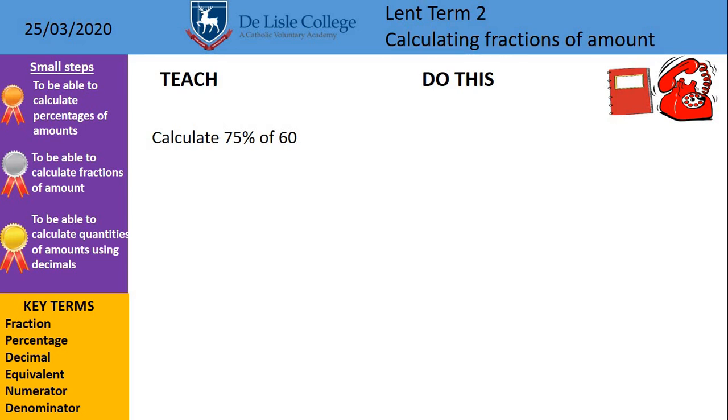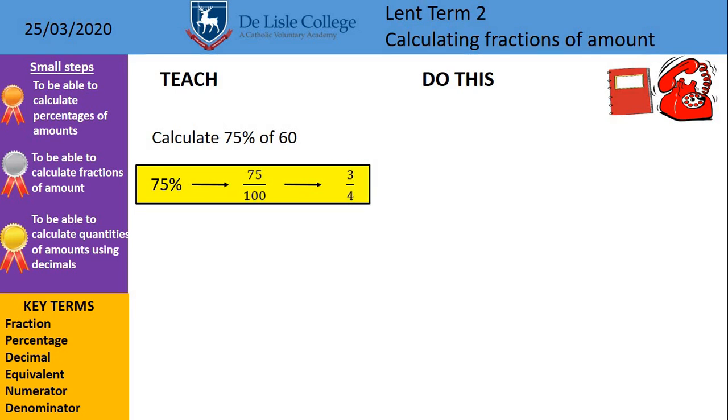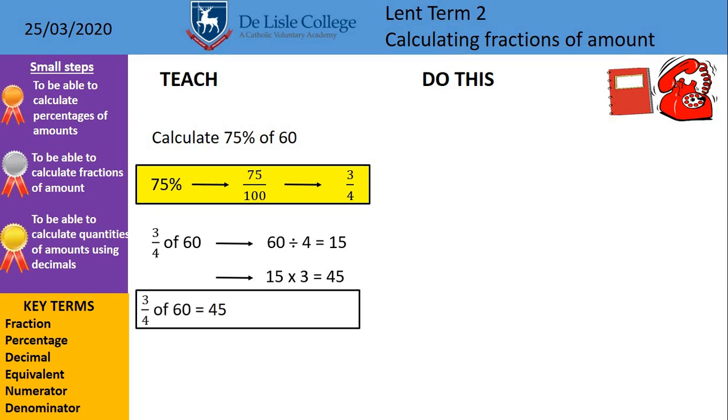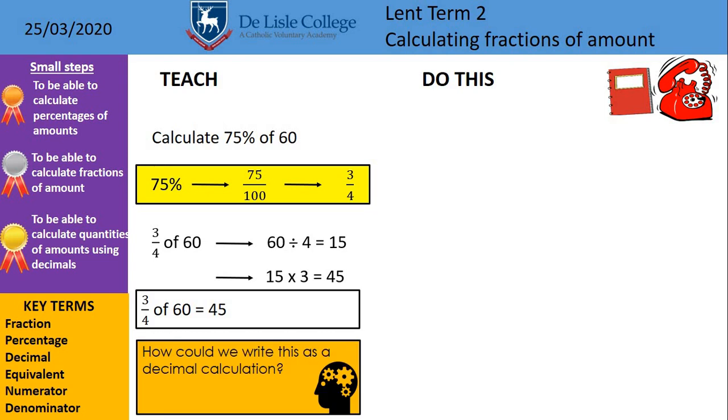To calculate 75% of 60, well, we know 75% is the same as 75 100ths, which is equivalent to 3/4 if we were shading in a 100 square grid. So to work out 75% of 60, this is the same as working out 3/4 of 60. So to work out 3/4 of 60, we would first find 1/4 of 60 by sharing by 4, this gives 15, and then multiplying by 3 to work out what 3/4 is, and this then gives us 45.